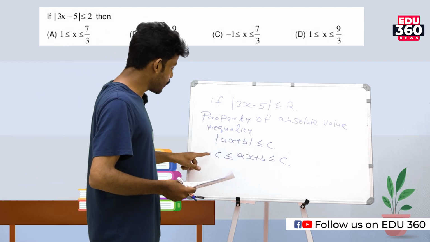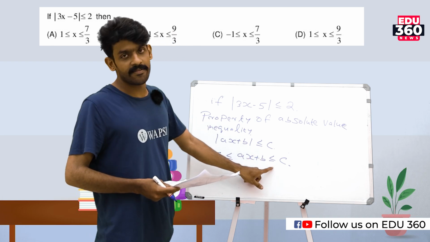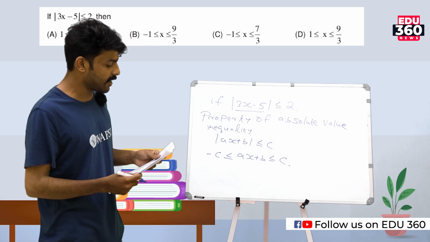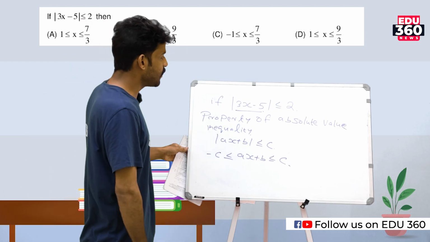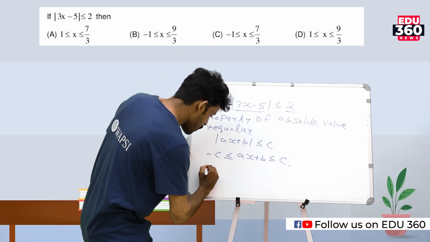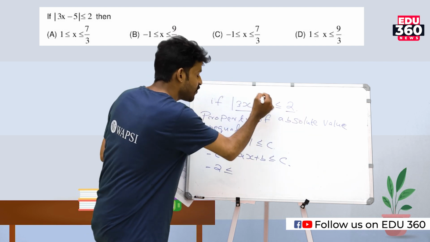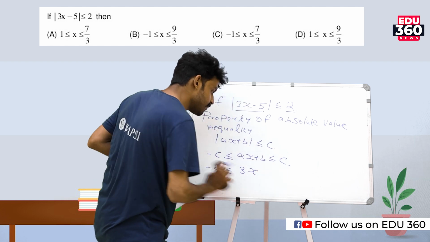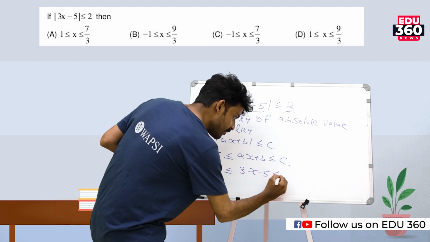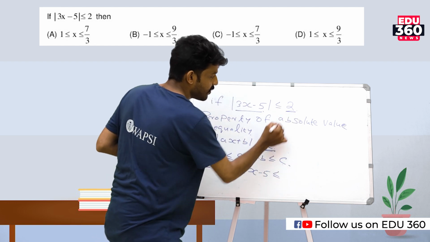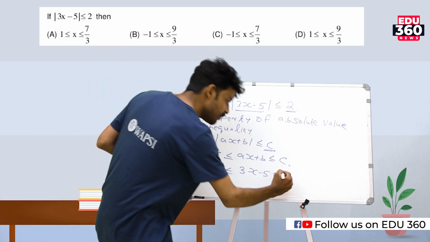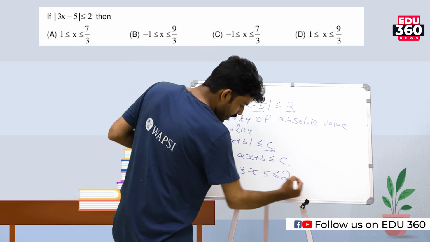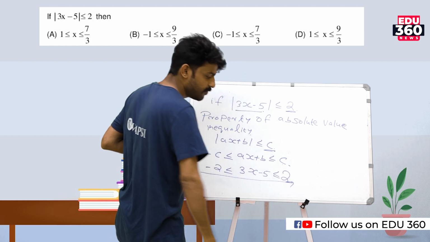So we can write it as minus c less than or equal to ax plus b less than or equal to c. So from the given question, that is mod of 3x minus 5 less than or equal to 2. In the next step, we can write it as minus 2 less than or equal to 3x minus 5 less than or equal to c. Just compare here. We can see the value of c is equal to 2. So hereafter, we can add 5 throughout this.